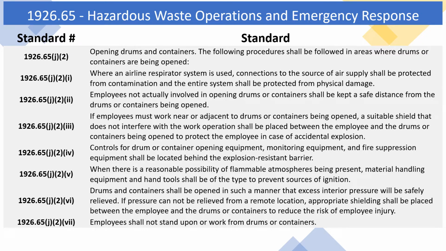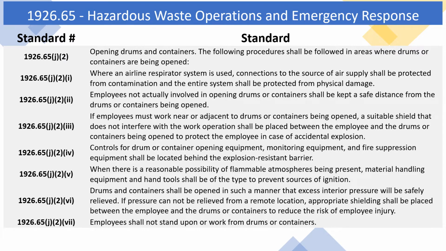1926.65 J2 3. If employees must work near or adjacent to drums or containers being opened, a suitable shield that does not interfere with the work operation shall be placed between the employee and the drums or containers being opened to protect the employee in case of accidental explosion. 1926.65 J2 4. Controls for drum or container opening equipment, monitoring equipment, and fire suppression equipment shall be located behind the explosion-resistant barrier.